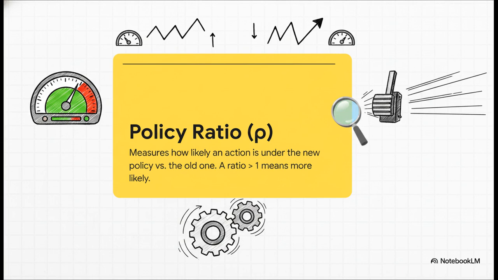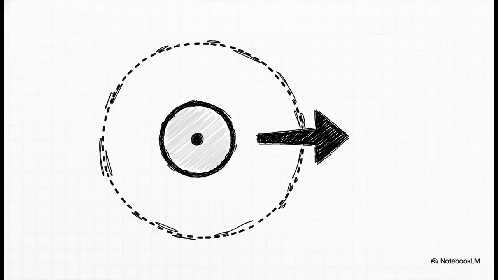PPO gets this stability by using a really clever trick called the policy ratio. It's just a way to measure how much the AI's strategy is changing from one update to the next. If the AI tries to change too much, too fast, PPO basically puts on the brakes and says, whoa, let's slow down. The key mechanism here is something called clipping.